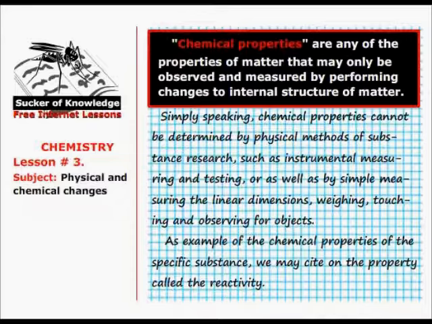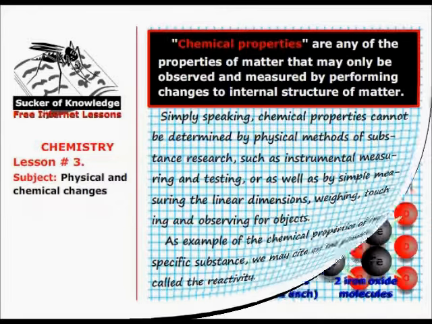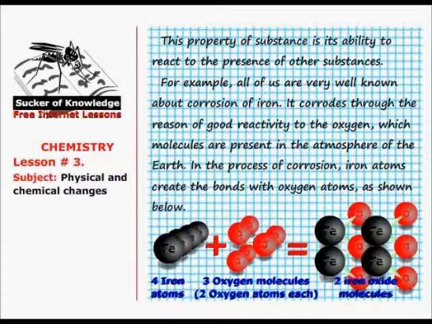As an example of the chemical properties of a specific substance, we may cite the property called reactivity. This property of a substance is its ability to react to the presence of other substances. For example, all of us know very well about the corrosion of iron. It corrodes because of its good reactivity to oxygen, whose molecules are present in the atmosphere of the Earth. In the process of corrosion, iron atoms create bonds with oxygen atoms, as shown below.